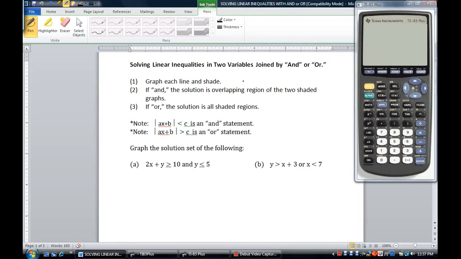That video shows you how to do these with a calculator. And then there may be a second video that shows you how to include some algebra. Just depends. But we're going to graph each line, then we're going to shade the correct region based on if it's less than or greater than.